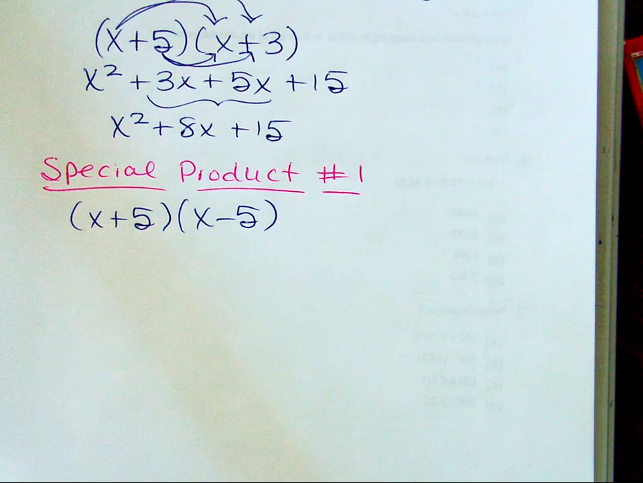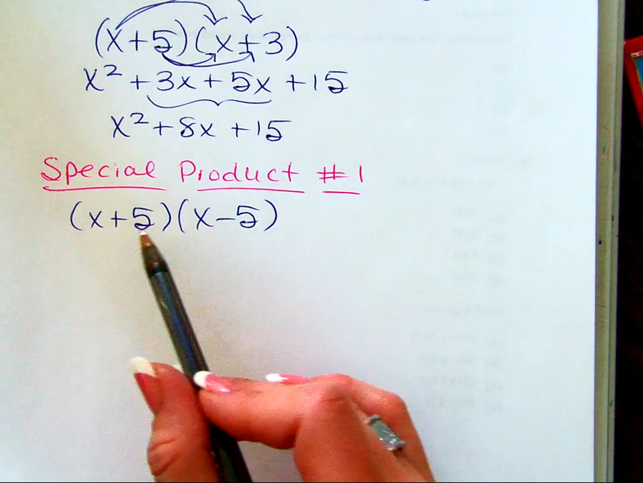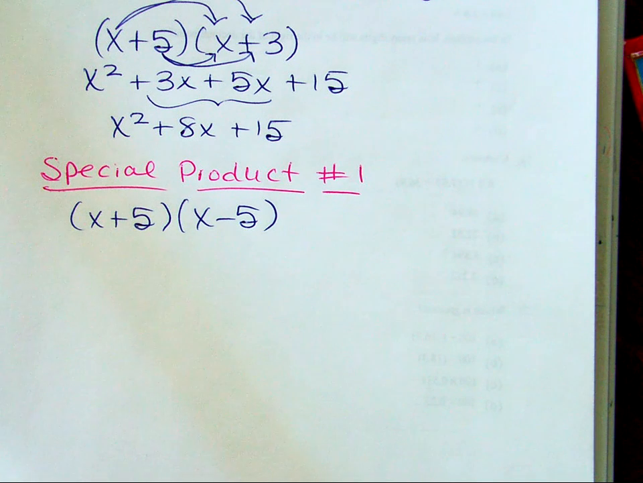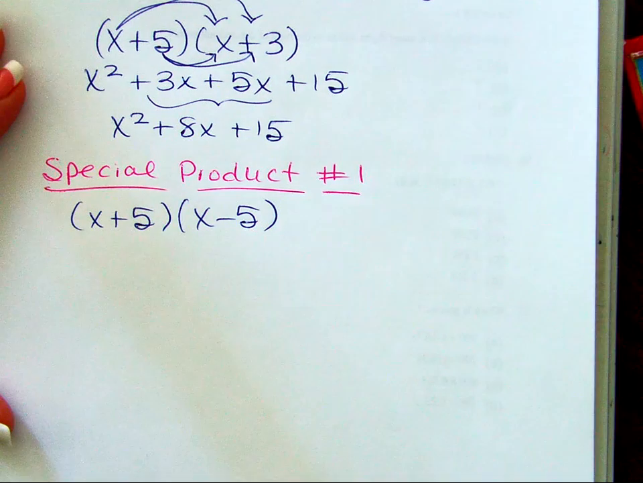So right off the bat, you notice something about them. They both have 5s, right? But the difference is one 5 is negative and one 5 is positive. So I'm not just going to give you the shortcut. We're going to do a few the long way, FOIL it out, and see if you can kind of figure out what's going to happen every single time.